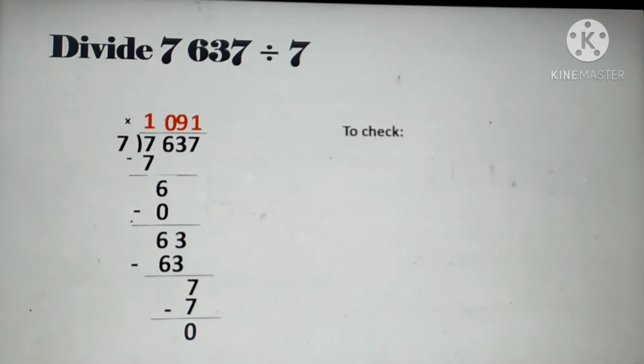To check if your answer is correct, you need to multiply your quotient by your divisor. So 1,091 times 7 is equal to 7,637. And our product here is equal to our dividend.